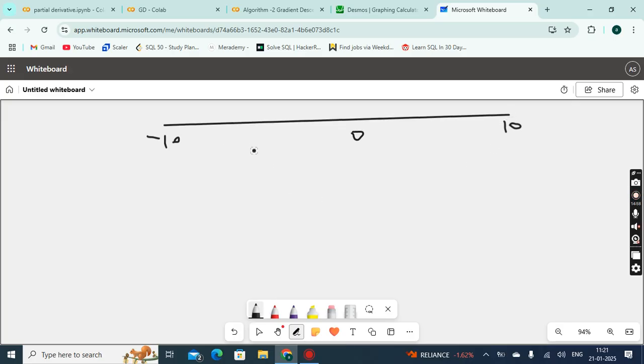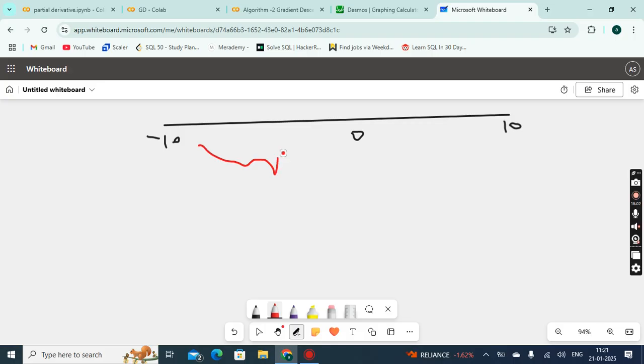Now let's assume that I take 100 values in the middle. Same here, I am taking 100 values. So from minus 10 to 0, I am going to take 100 values, and from 0 to 10, I am going to take 100 values. This is my assumption. Okay, now I was rotating the line like this, like this, somewhere like this.